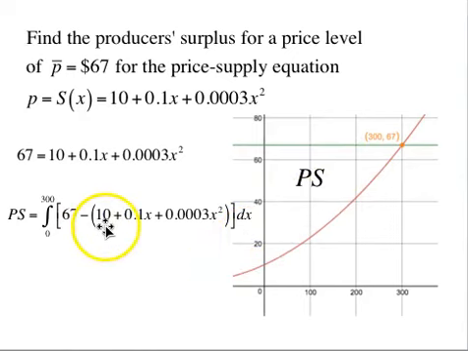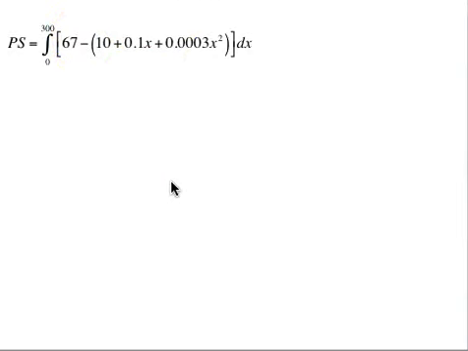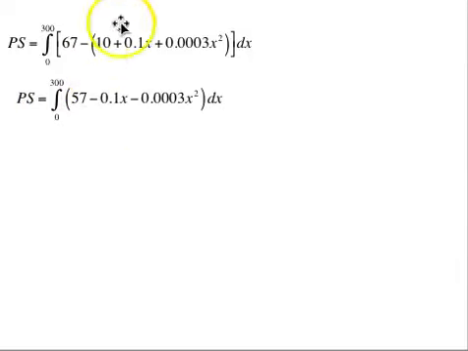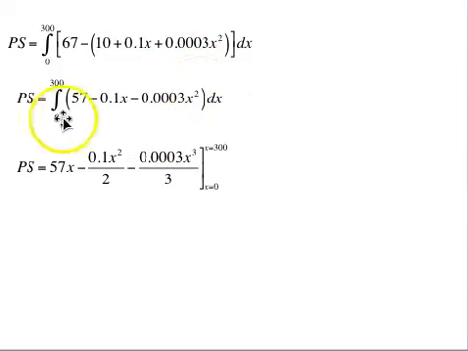So 67 minus 10 is 57, but do not forget to distribute the minus signs. So doing that, we get the integral from 0 to 300 of 57 minus 0.1x minus 0.0003x squared. So that's a very common error, is to forget to distribute the minus signs. Antiderivative, 57x minus 0.1x squared over 2 minus 0.0003x cubed over 3 as x goes from 0 to 300.